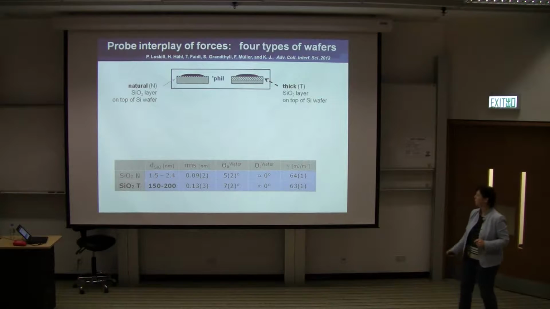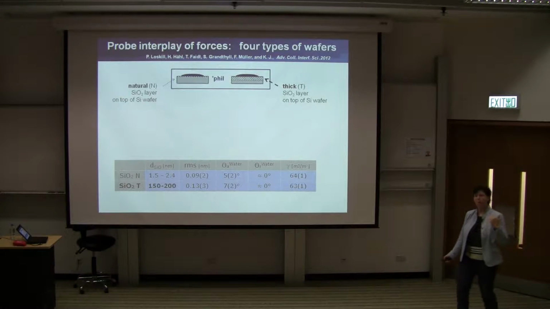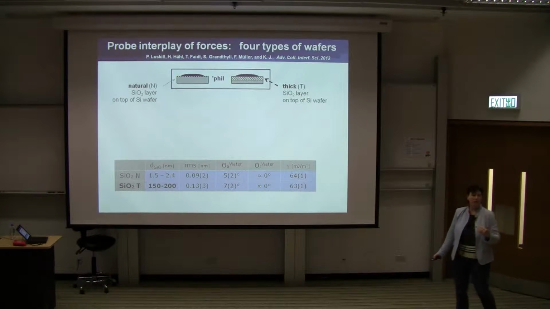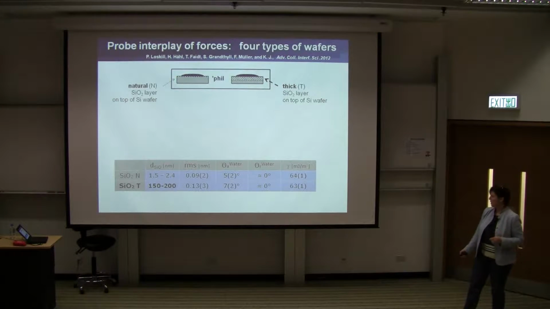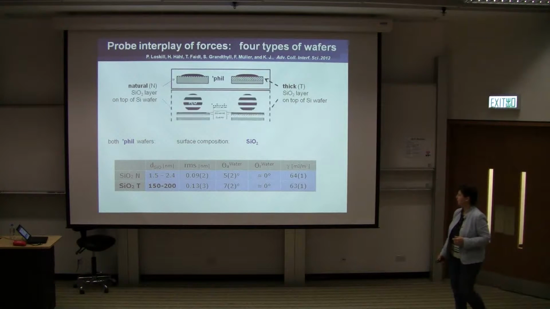The root mean square roughness is a little bit rougher, but still the water contact angle is absolutely identical. We put a lot of work into showing that the surface chemistry is absolutely identical, and it's composed of silicon dioxide. You can find this out by looking at the electronic states, the density and all that kind of thing with the analytical methods of surface physics. So both those wafers are hydrophilic, with surface composition silicon dioxide.